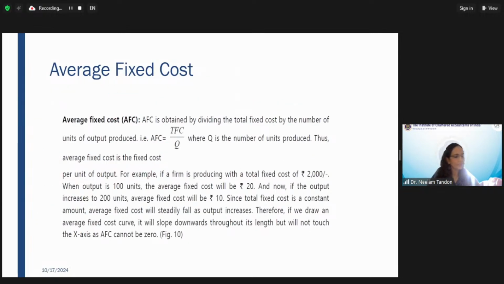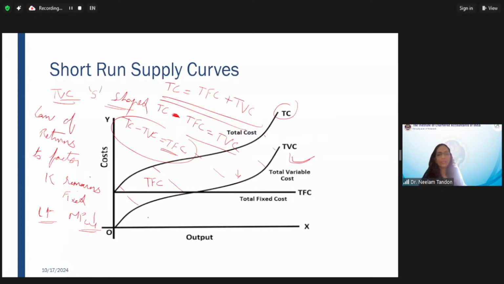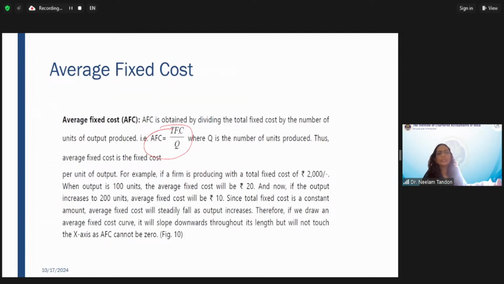Now, what is average fixed cost? So you already know that the fixed cost in the short term remains constant, irrespective of the output. Average fixed cost is total fixed cost divided by output. Now, what we saw in this case, output is increasing, and the total fixed cost remains the same. So total fixed cost is not increasing, but output is increasing. So what will happen in this case? This will remain constant, and this will start increasing.